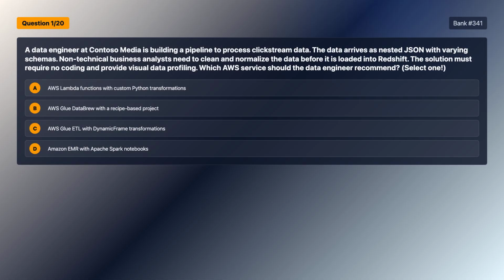Question 1. A data engineer at Contoso Media is building a pipeline to process clickstream data. The data arrives as nested JSON with varying schemas. Non-technical business analysts need to clean and normalize the data before it is loaded into Redshift. The solution must require no coding and provide visual data profiling. Which AWS service should the data engineer recommend? Select one. Review the answer choices on screen.